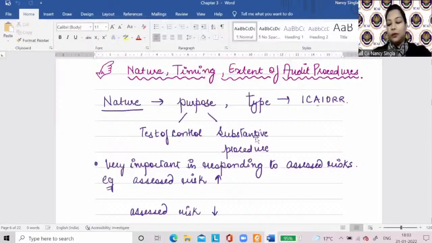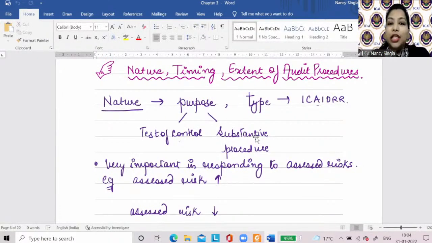Now a very favorite query of yours: ma'am, what is NTE? Nature, timing, extent of audit procedures. Okay? So I'll start my class. I'm very happy that many students are saying that ma'am, we have done our homework. That's good. Right? So what is NTE of audit procedures? Now we know that whatever the auditor is doing in order to obtain audit evidence is what? Audit procedure, right? So what is the nature, timing, and extent?